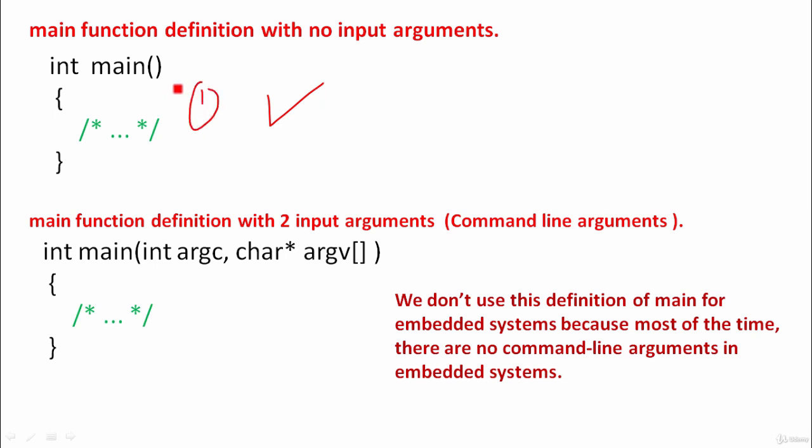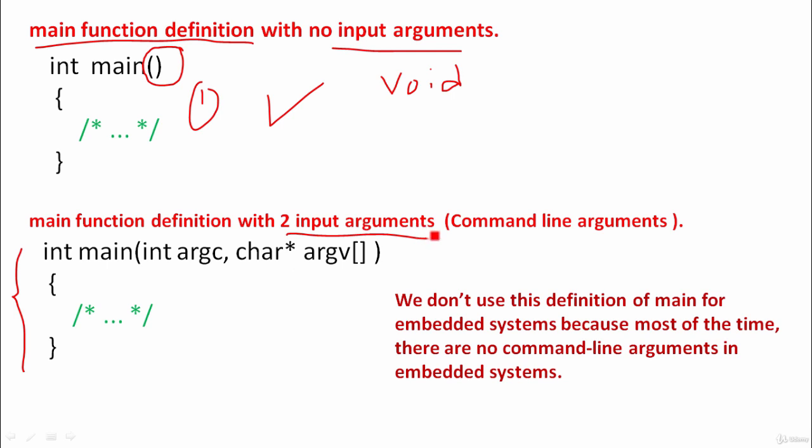One is a main function definition with no input arguments. Here you can see that there are no input arguments. When there are no input arguments, you can mention void, or you can just leave it with a parenthesis, no problem. This is another main function definition with two input arguments. These arguments are also called command line arguments. We don't use this definition of main for embedded systems because most of the time there are no command line arguments in embedded system programming. That's why we usually don't use this main function definition. We usually use this.